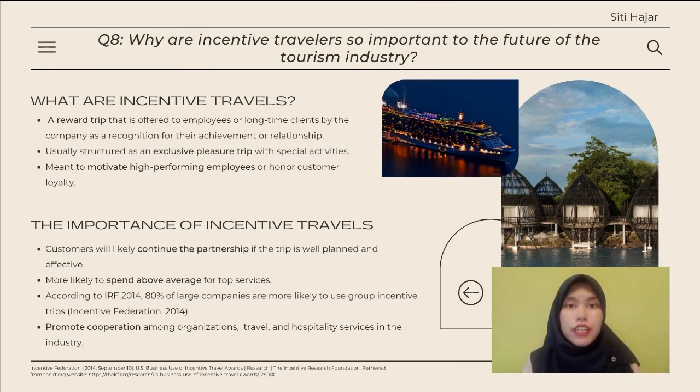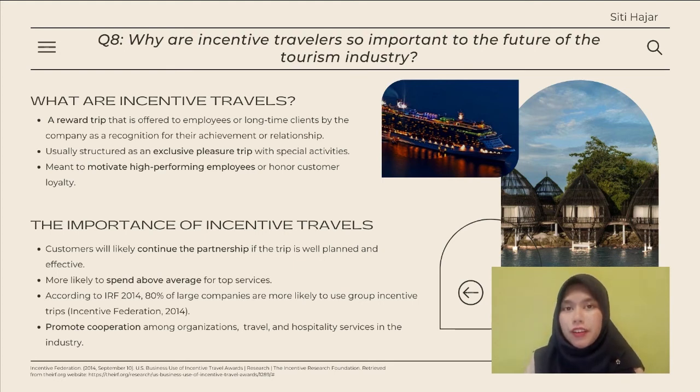Incentive travels are usually structured as exclusive pleasure trips with special activities meant to create a party and celebratory atmosphere for the travelers, such as a 5-day vacation on a high-class cruise ship, or a fully paid vacation package at a famous 5-star resort. Incentive travels are meant to motivate high-performing employees to increase their productivity and also to increase loyalty to the company. And if given to clients, they are meant to honor customer loyalty.